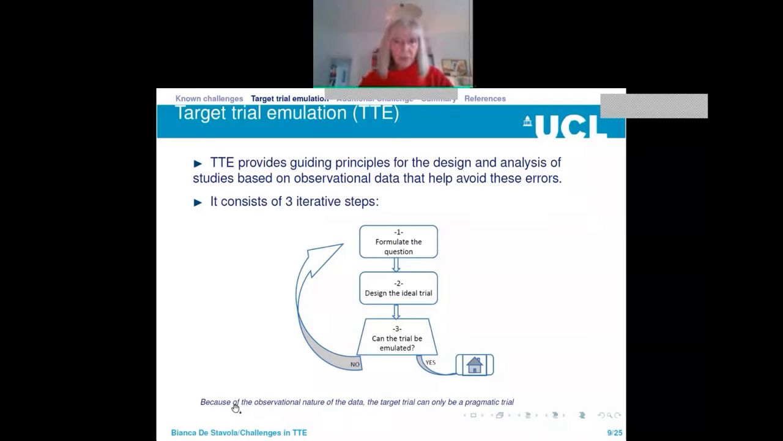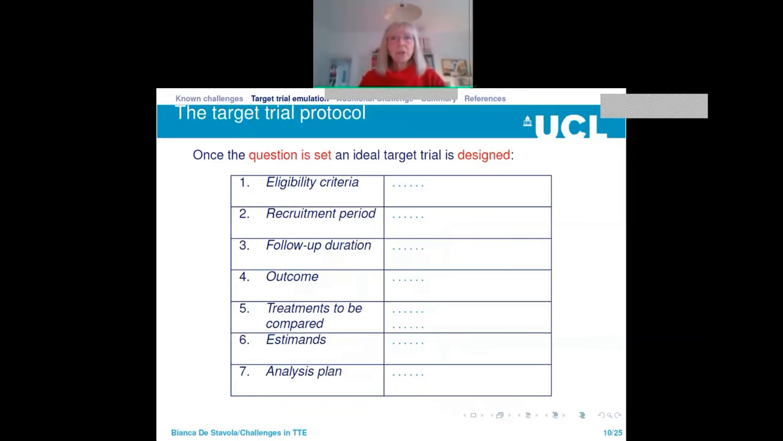I have a footnote here at the bottom, stressing that these steps do not allow you to do a double blind randomized control trial. What we are emulating here are pragmatic trials, by which I mean trials in which both the patient and the clinicians are not blinded to the treatment. Everybody knows, and you're observing how the treatment is received in the real world, in practice. So they are pragmatic in that sense.